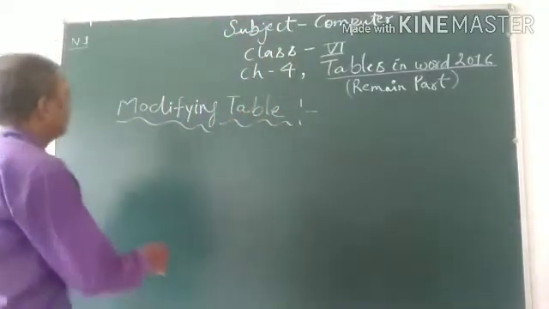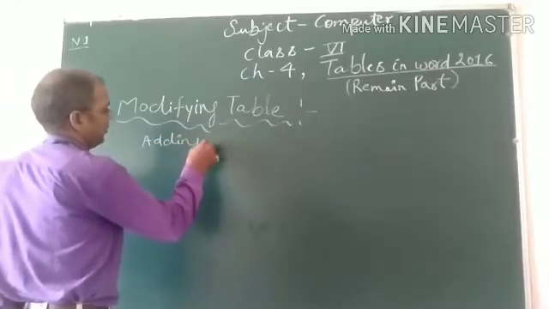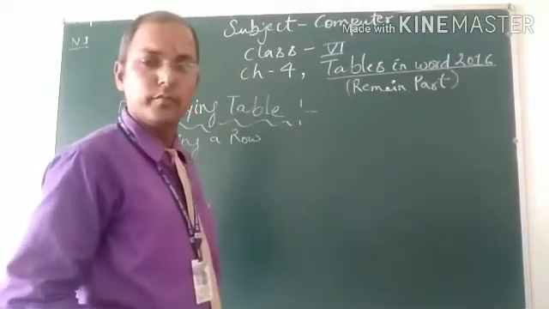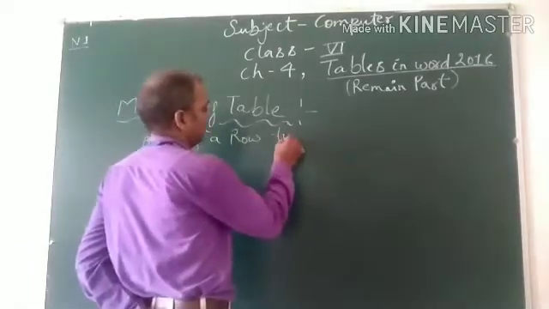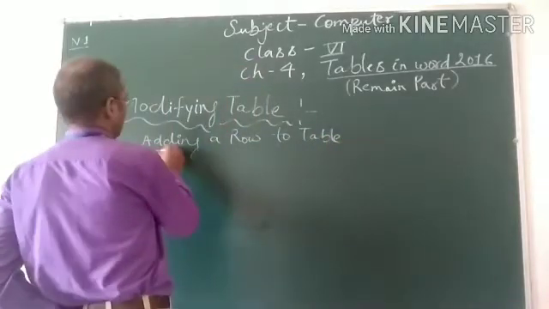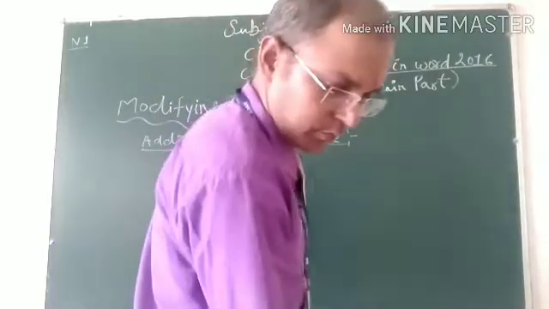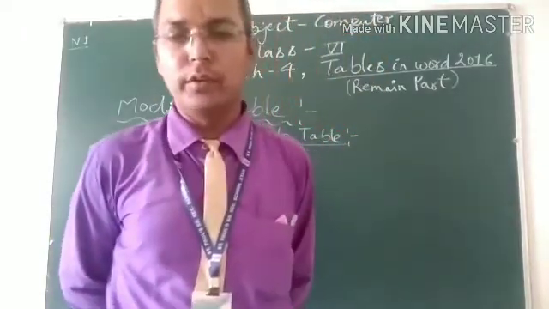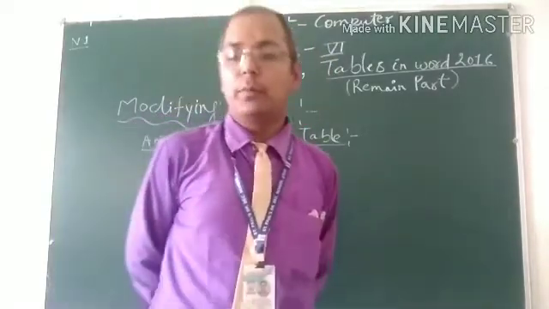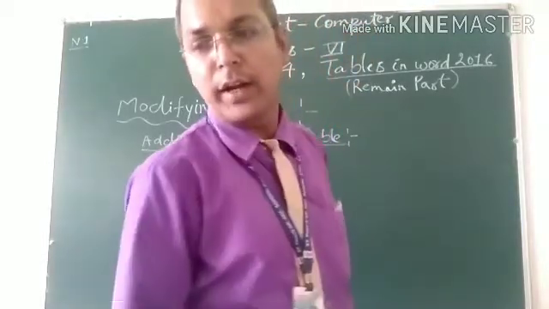Adding a row to a table. One method of adding a row to a table is by pressing the Tab key on the last cell of the table.